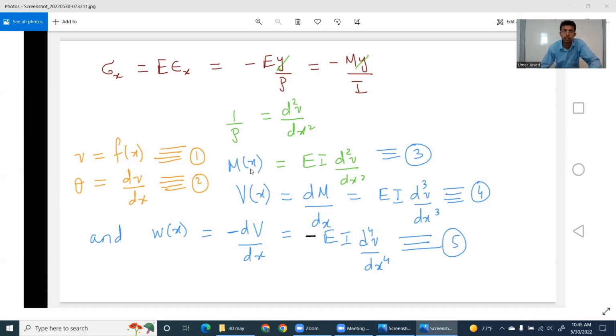dx. Third expression is that moment at any section is equal to EI d square v over dx square, where E is the elastic modulus, I is the area moment of inertia of the cross section. V is the shear force at any section is equal to dM by dx is equal to EI, third derivative of the deflection with respect to x, and distributed load is equal to negative dV by dx is equal to this one. Now all of you, okay, I will wait for a couple of students who are writing.